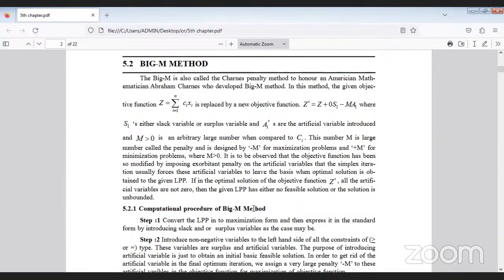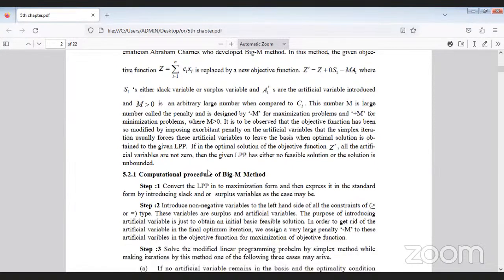Where M is greater than 0, the objective function has been modified by imposing an exorbitant penalty on the artificial variables, so that the simplex iteration usually forces the artificial variables to leave the basis. The optimal solution is thus obtained for the given LPP. Otherwise, the given LPP has either no feasible solution or is unbounded.